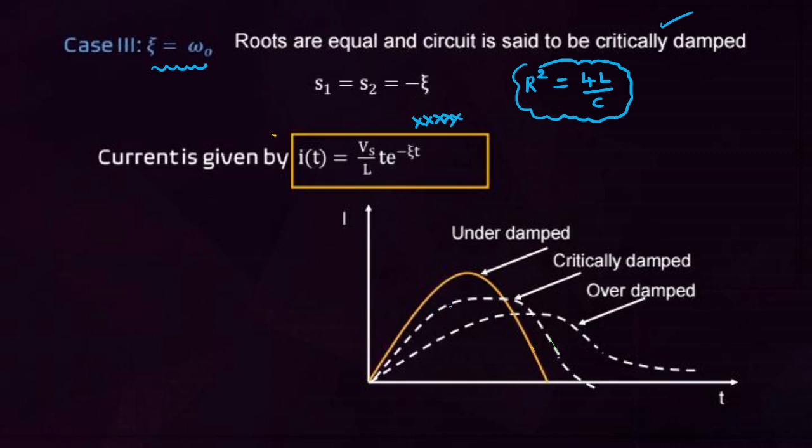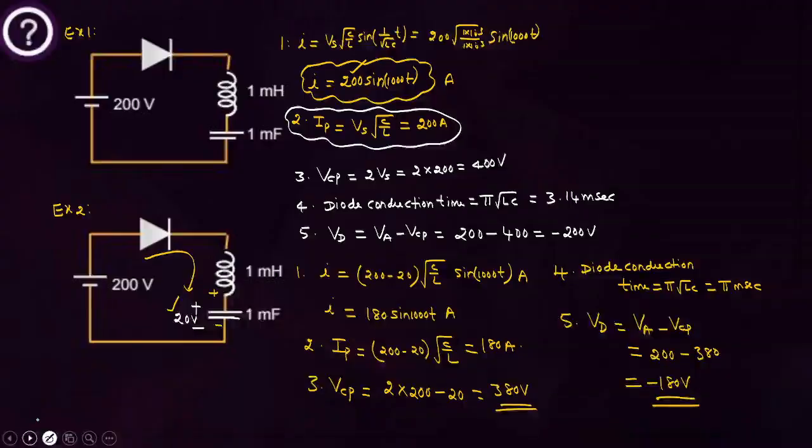Then what is the response for the underdamped case? This is the response for the underdamped case. This is the response for the critically damped case. This is the response for the overdamped case. About underdamped, overdamped and critically damped, you studied even in control systems, what the response of a second order system is. Those points are also applicable. That you have to consider.